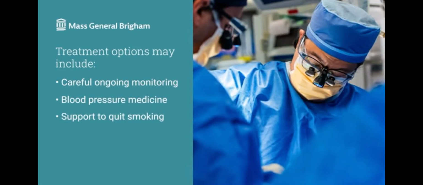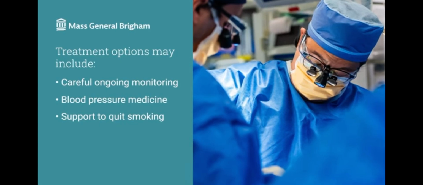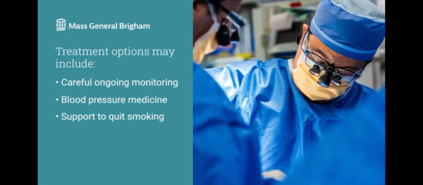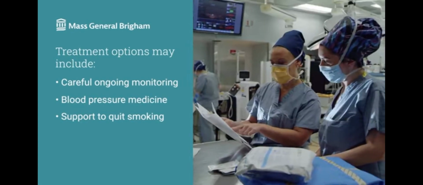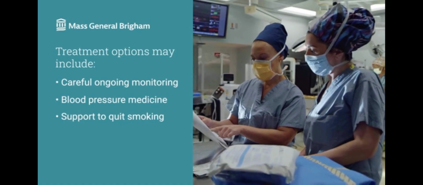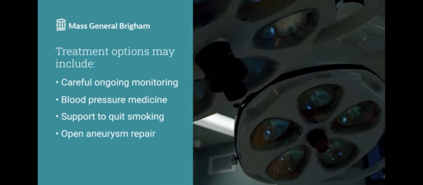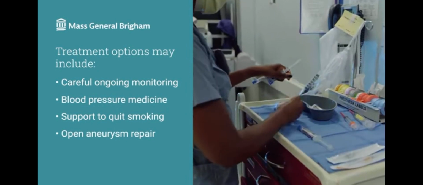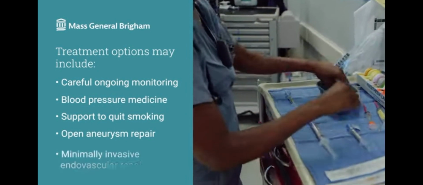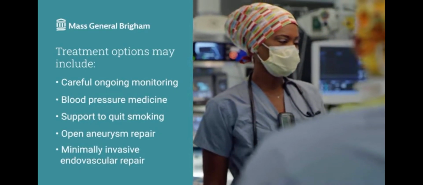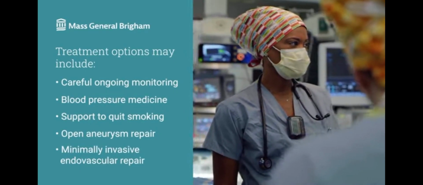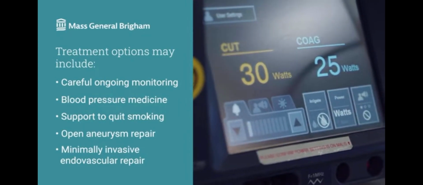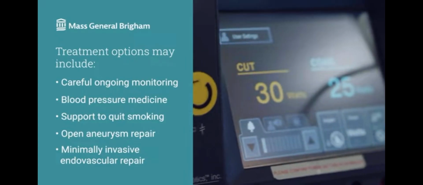You may need surgery if a thoracic aortic aneurysm is larger than 5.5 centimeters. We may also recommend surgery for smaller aneurysms that grow quickly. Types of surgery we perform are open aneurysm repair, a major surgery where we remove the aneurysm and replace that part of the aorta with an artificial graft, and minimally invasive endovascular repair, which may use smaller incisions or just a groin puncture. This involves a shorter hospital stay, less pain, and a shorter recovery.